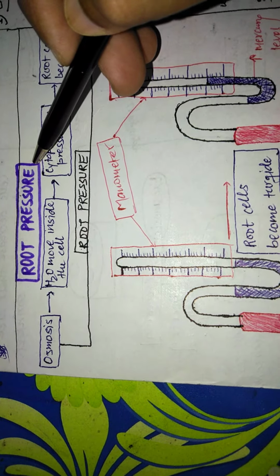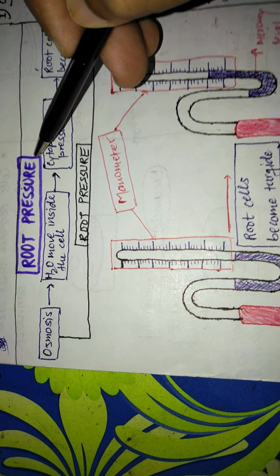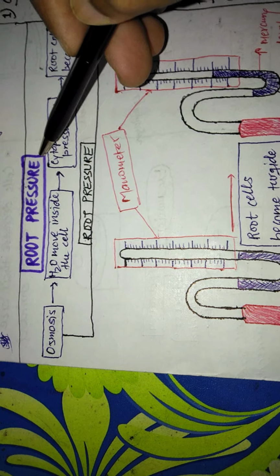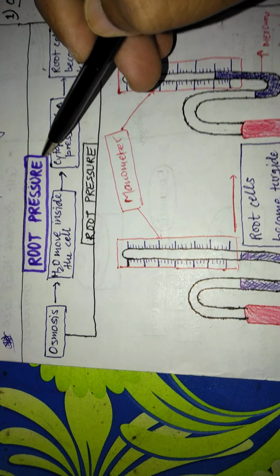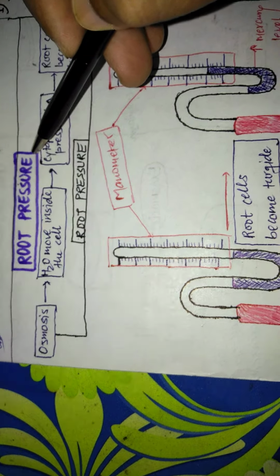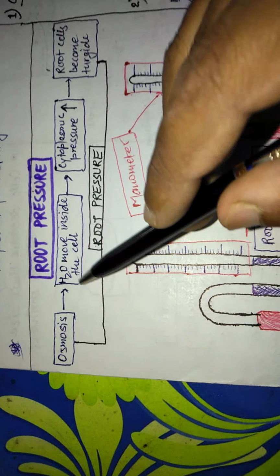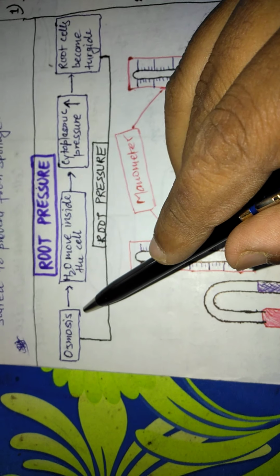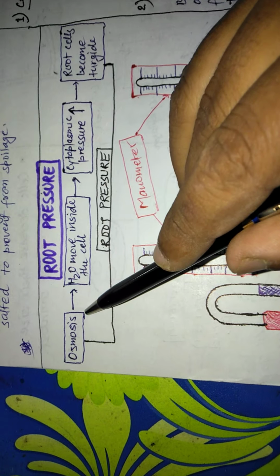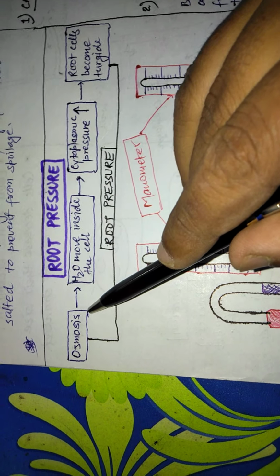Root pressure is a kind of pressure which is mainly generated inside the root hair cells, and by means of root pressure the absorbed water can be transported further upward in the roots. So next, what is the process of absorption of water in the roots that creates this pressure, known as root pressure?